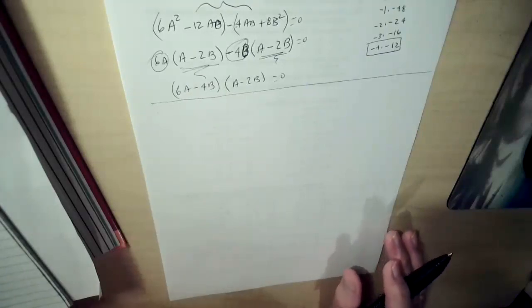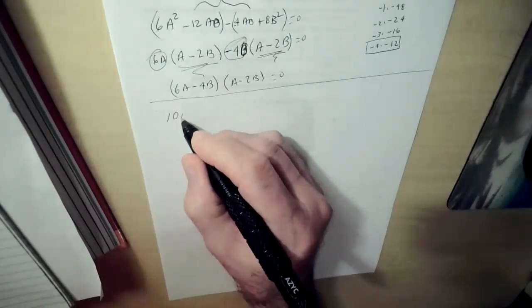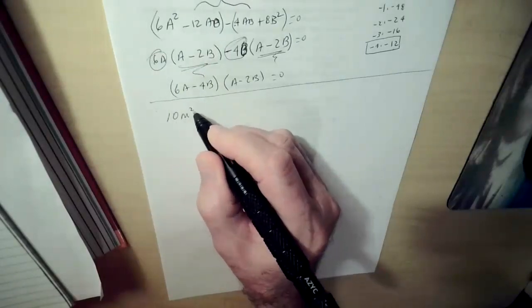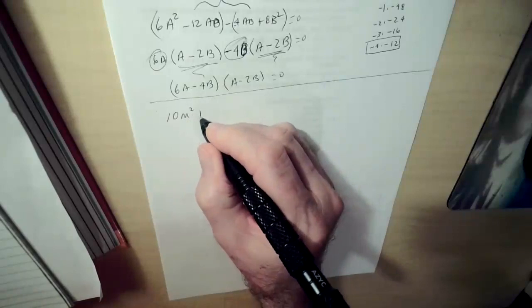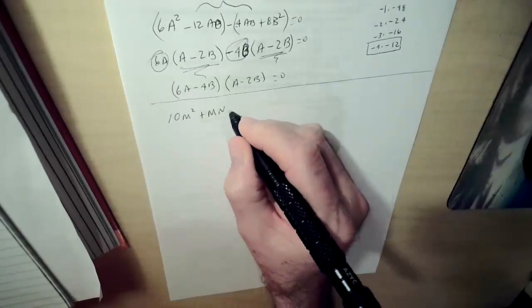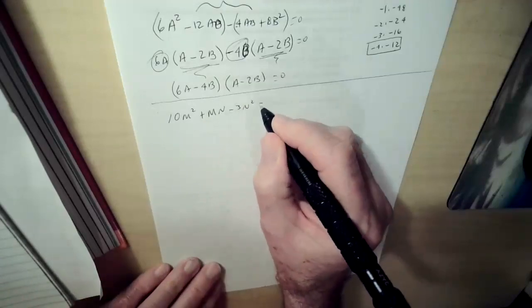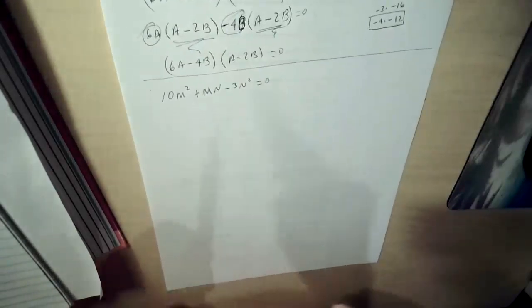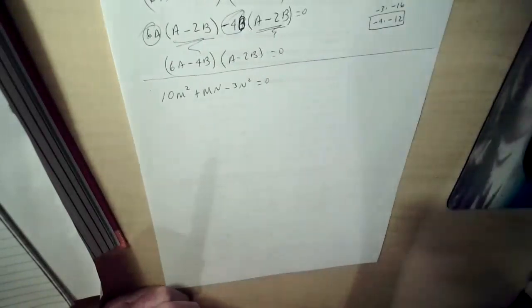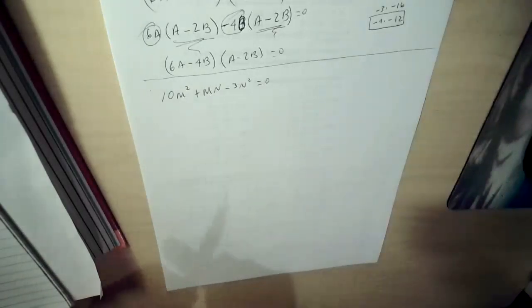Anybody want any more of these? Anybody? Let me do one more just for fun. Great fun, huh? Okay, what about this? m squared plus mn minus 3m squared equals 0. Okay.